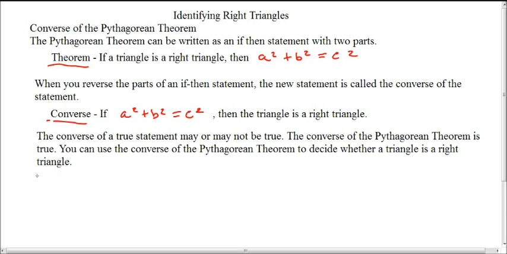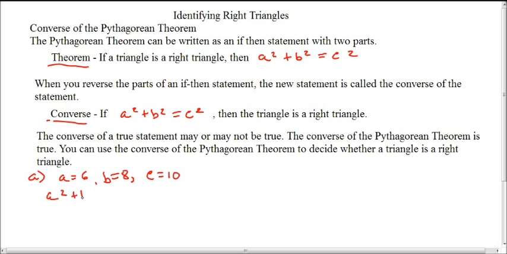Okay, first example. We'll call it example A. So we'll say that a is equal to 6, b is equal to 8, and c is equal to 10. So we're given these parts. We want to determine, using these lengths, if they constitute a right triangle. Well, let's get to work.